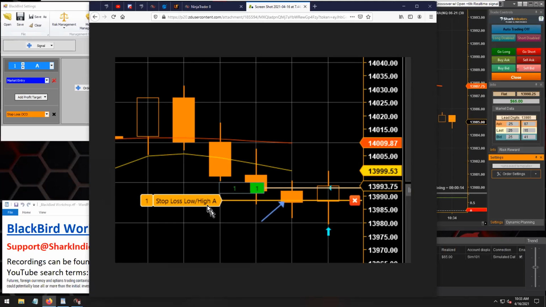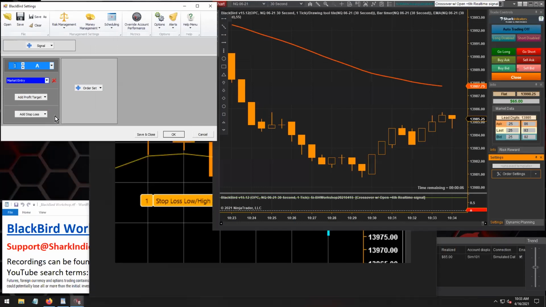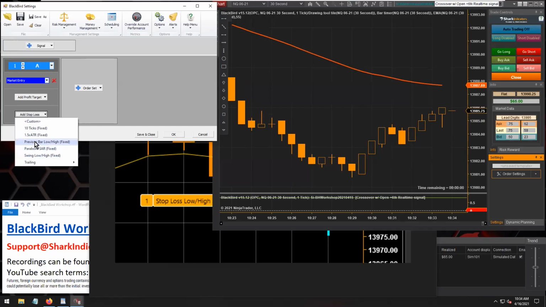So always keep that in mind: your stop losses are only going to move closer to the market. So, all right, let's restart this stop loss over again. Let's start by using the previous bar's low or high price.